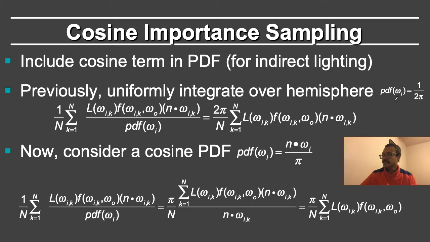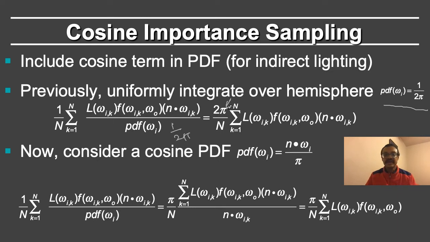Previously, you simply used a uniform probability distribution where the probability of sampling any point on the hemisphere was simply 1 over 2 pi because the hemisphere has 2 pi steradians. You can go through the full analysis. You can take the function estimator, divide by the PDF, and because the PDF is simply equal to 1 over 2 pi here, you end up with the 2 pi factor in the numerator.